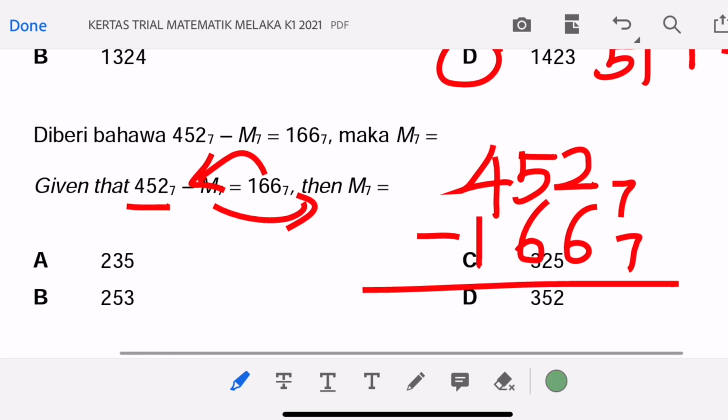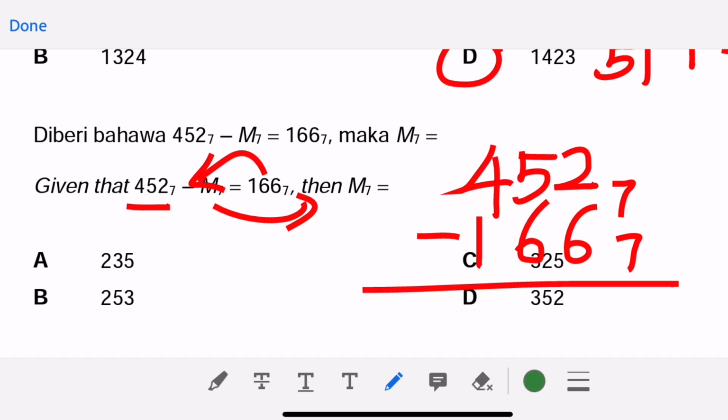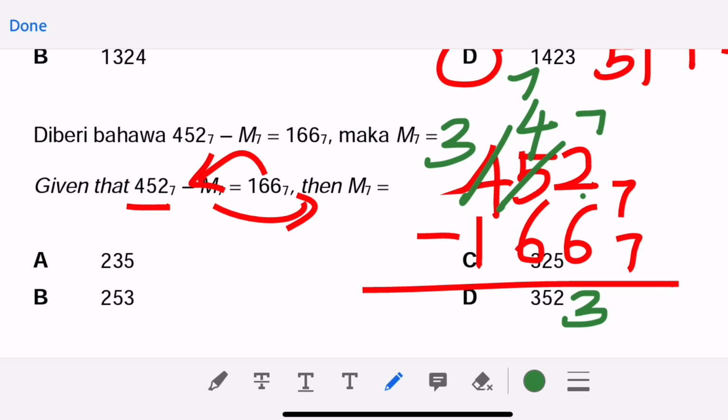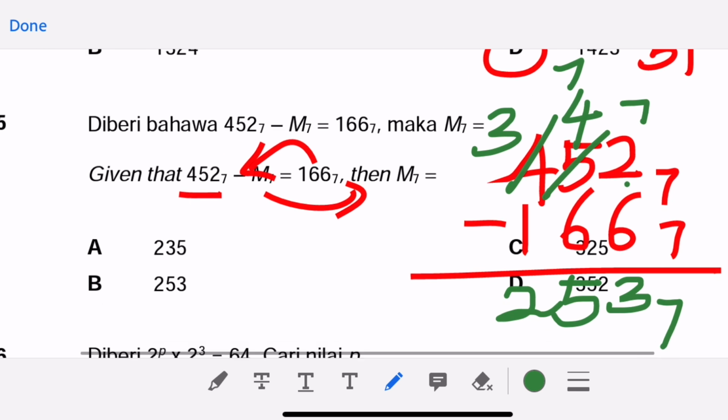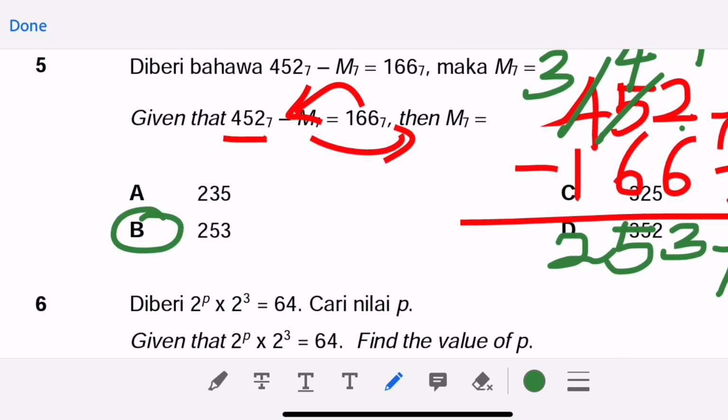When you borrow, if it is base 10, you get 10. Okay, so you borrow, 5 becomes 1, but you will get 7 here. 7 plus 2 will be 9. 9 minus 6 will be 3. Here you borrow again, it becomes 3. The one you borrow, you get 7. 7 plus 4, 11. 11 minus 6 is 5. Then 3 minus 1, you get 2. So you get 253 base 7.